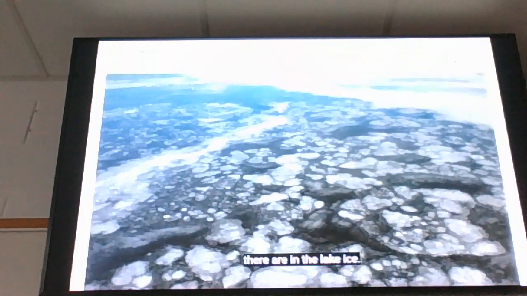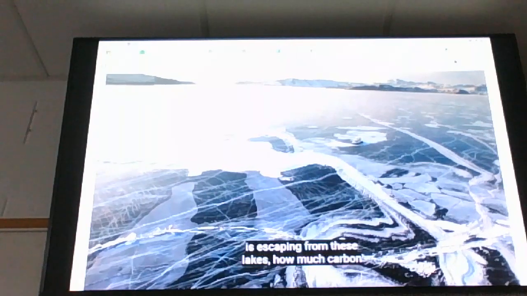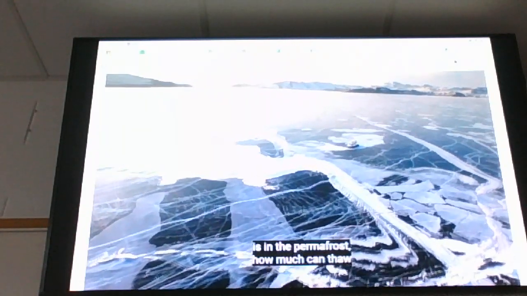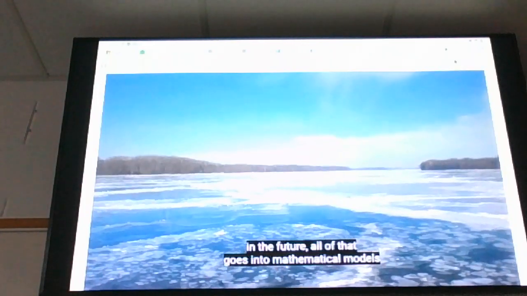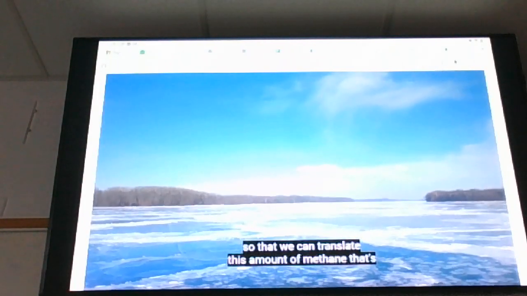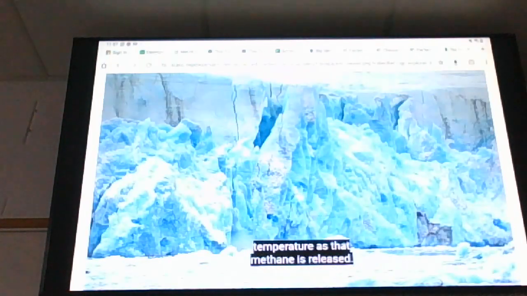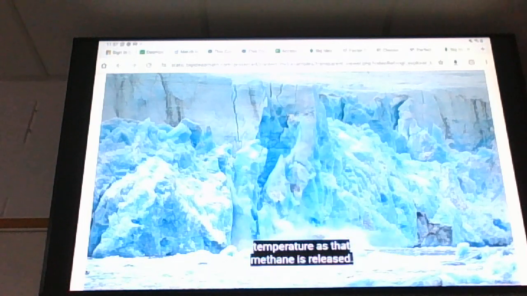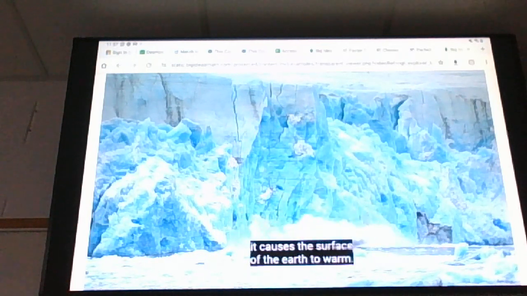When I collect the methane bubbles, I have to know how many of each type of bubbles there are in the lake ice. Once we have quantified how much methane is escaping from these lakes, how much carbon is in the permafrost, and how much can thaw in the future, all of that goes into mathematical models so that we can translate this amount of methane that's entering the atmosphere into an increase in the Earth's temperature, because when that enters as a greenhouse gas, it causes the surface of the Earth to warm.